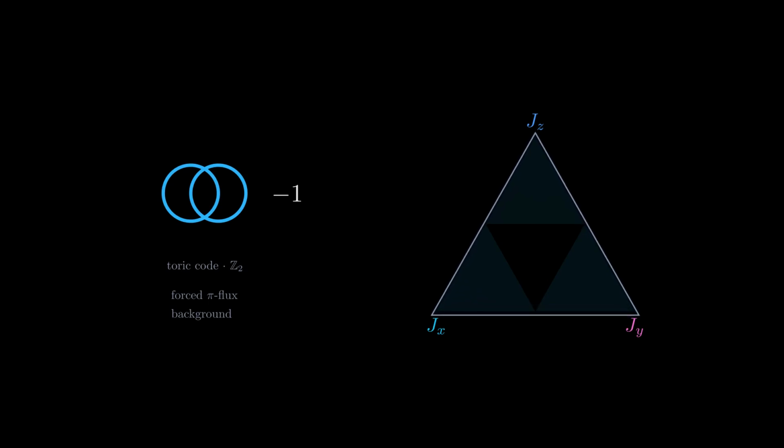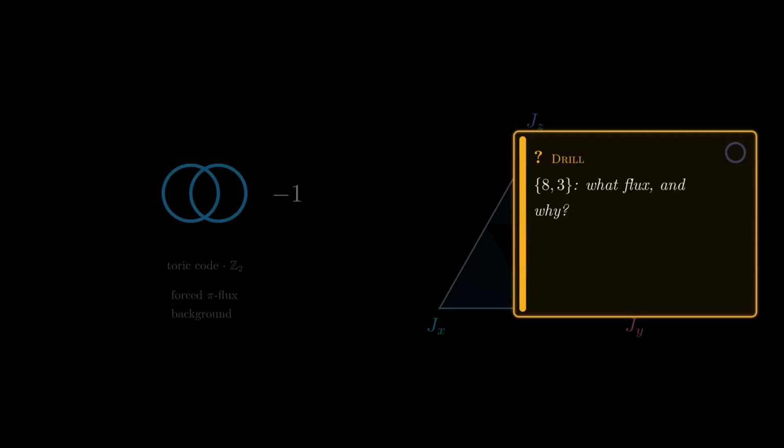Quick, no looking back, what flux does an 8-sided tile carry, and why that instead of 0?